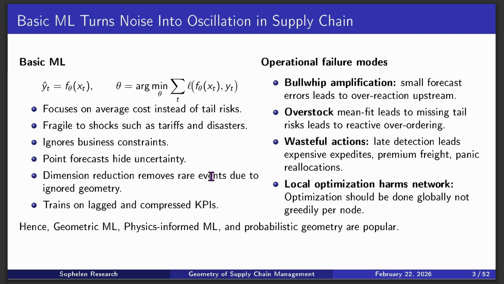Okay, so overall, supply chain is a tug and pull between responsiveness and efficiency, right, by using pull and push action. So due to all these weaknesses in machine learning, we have a lot of algorithms that are extremely popular, meaning they focus on the geometry. For example, geometric machine learning, physics informed machine learning, and probabilistic geometry.